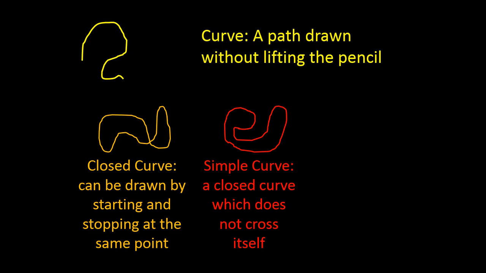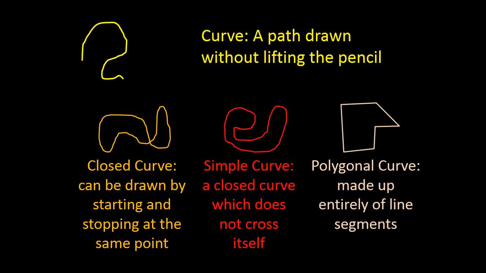This is an example of a simple curve because it's a closed curve and it does not cross itself. And this is an example of a polygonal curve. That's a curve that's made up entirely of line segments.